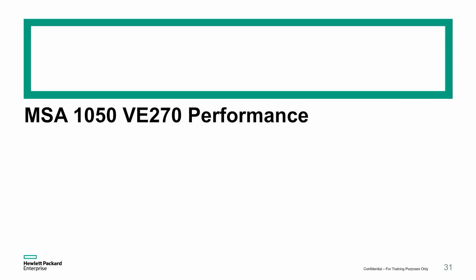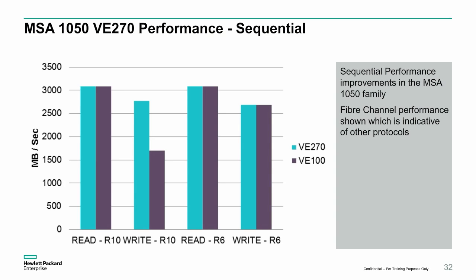The last section is the MSA 1050 VE270 performance. With the VE270 firmware release, we have adjusted the hardware settings for the controller to enable higher performance. The higher performance is capable in the controller, but still requires a disk configuration, which is also capable of the higher performance. In the case of random reads and writes, SSDs will be required to attain the maximum performance.